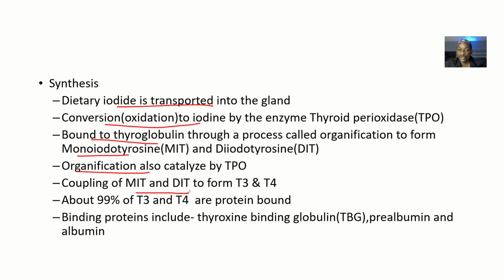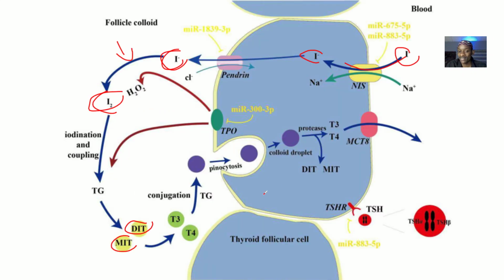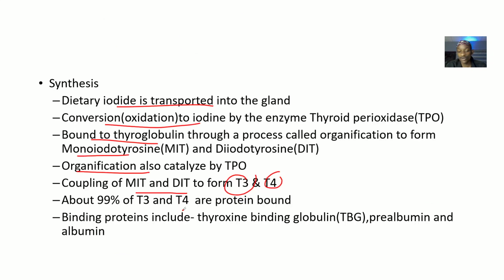Now, if monoiodotyrosine, which is 1, combines with diiodotyrosine, which is 2, 1 plus 2 is what? 3. You have triiodothyronine. If diiodotyrosine and another diiodotyrosine combine, 2 plus 2 is what? 4. You have thyroxine. As simple as that, right? So the combination depends. You could form T3 or T4.